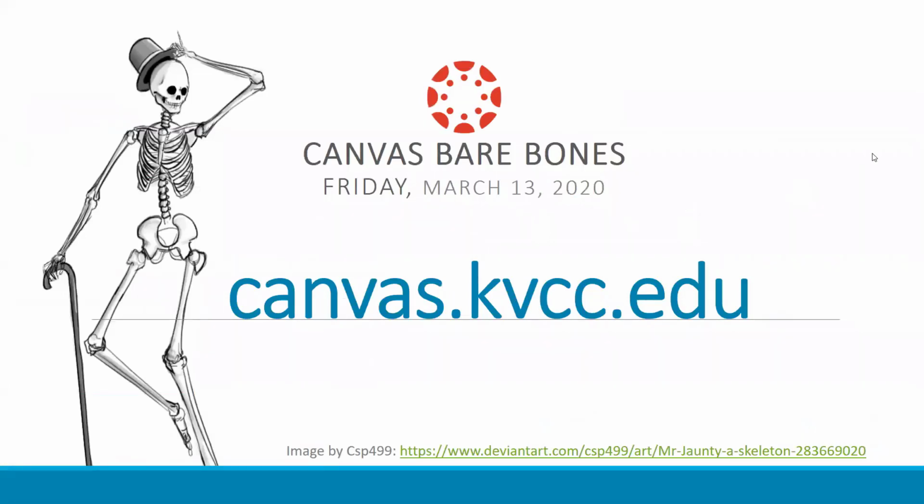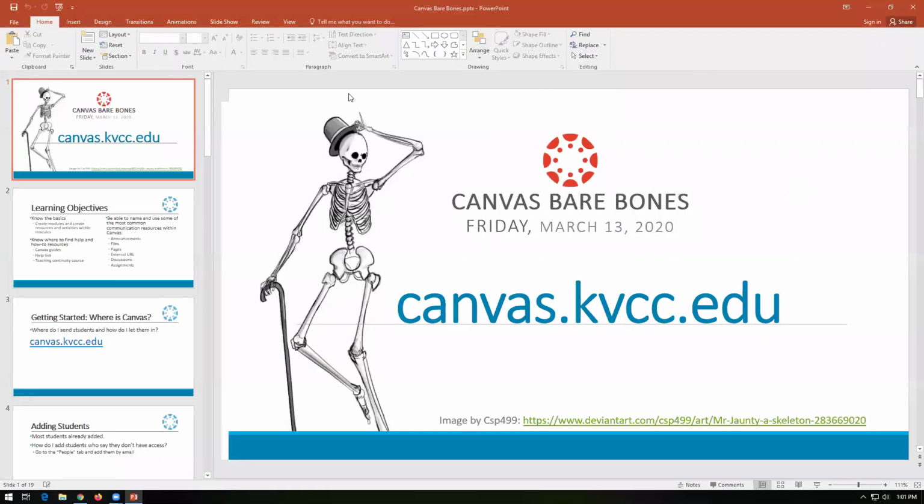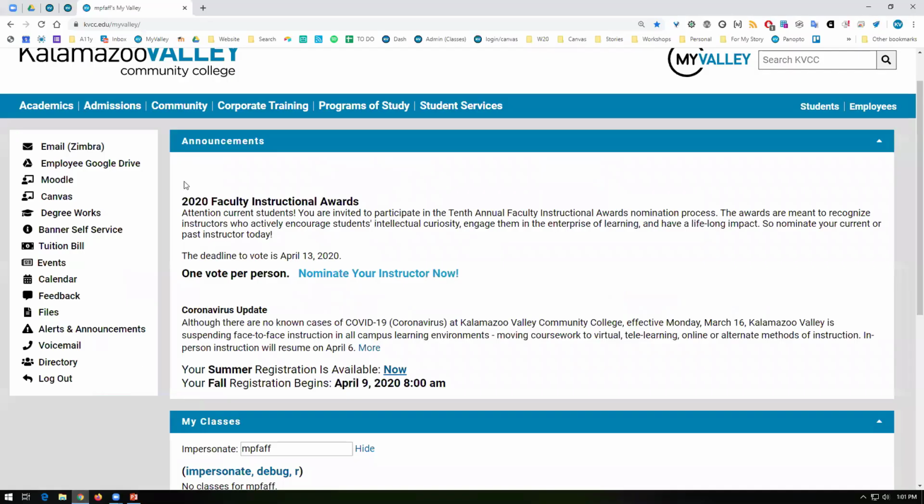If you're following along, I recommend going to canvas.kvcc.edu. That is where you can access Canvas and where your students can access it. However, we also have a new shiny location to access Canvas, which is in your My Valley.